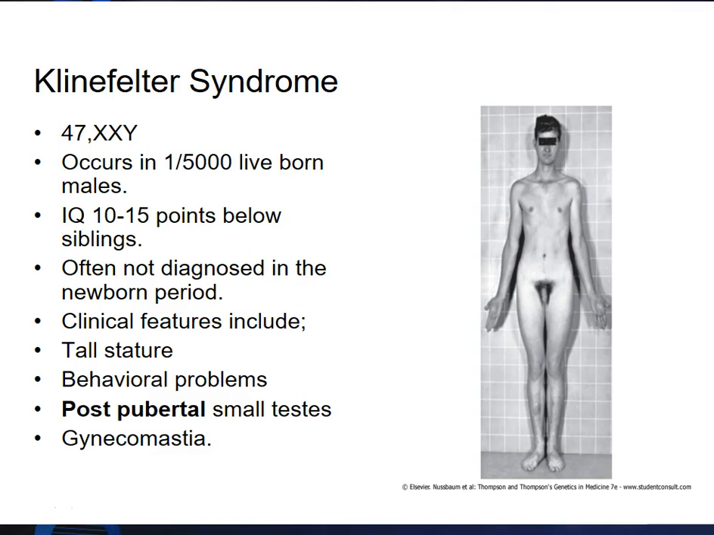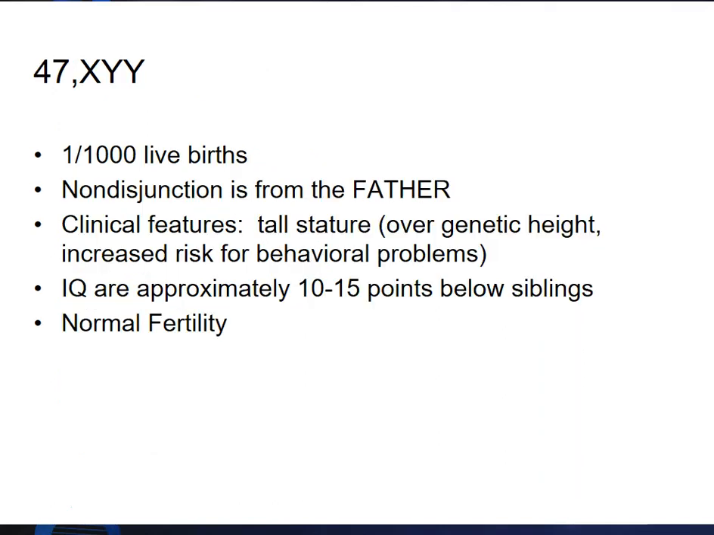Klinefelter syndrome, XXY, occurs in 1 in 5,000. While they do have some cognitive deficits, usually IQ is about 10 to 15 points below siblings. Often, again, not diagnosed in the newborn period, although with some of the newer prenatal techniques, we're starting to see it more. Tall stature, behavioral problems, and post-pubertal small testes. They can also have gynecomastia, and because of the gynecomastia, they're at equal risk to females of developing breast cancer.